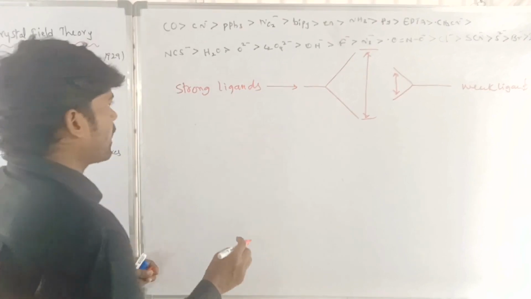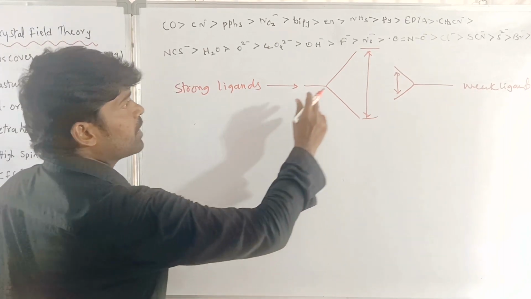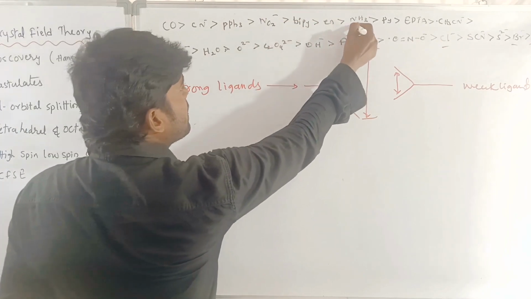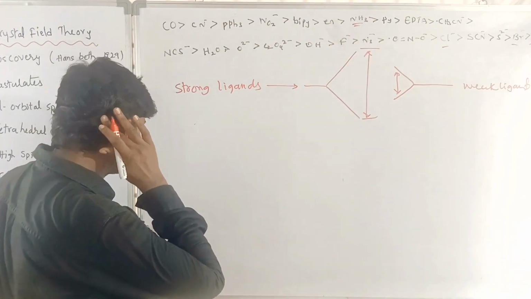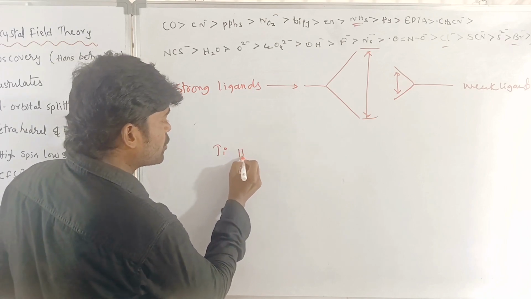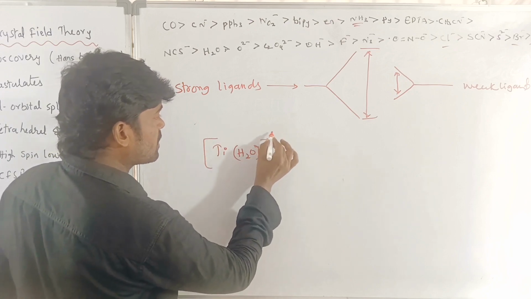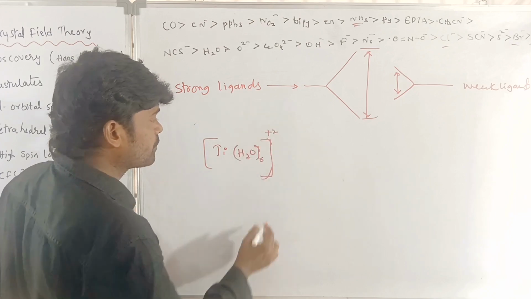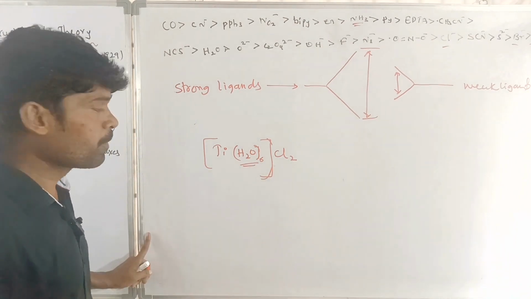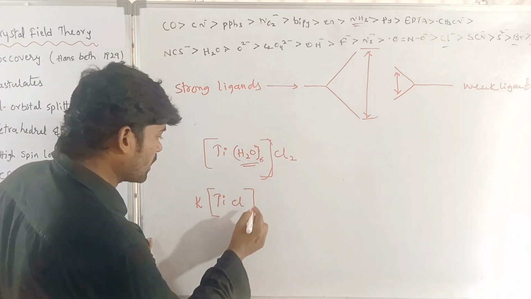Let's check with an example. Let's take octahedral complexes. I minus, Cl minus, Br minus are weak ligands and NH3 is a strong ligand. For example, let's check titanium with H2O six times, plus 2, with Cl2 here. This is an octahedral complex. At the same time, titanium with Cl6, K4, is also octahedral.